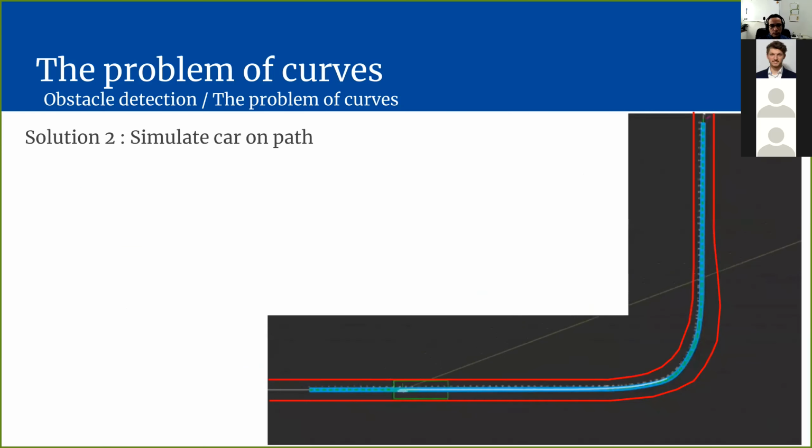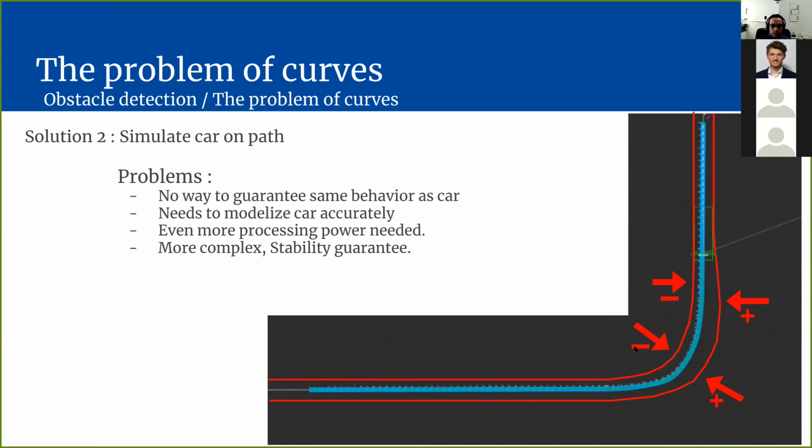One other solution would be to simulate the car on the path. You can see here that I run the simulation and I outlined the area that the car takes. And in the curve, something very interesting happens: even though it will cut the corner a bit, the area on the outer curve gets bigger, but the area on the inner curve gets smaller.